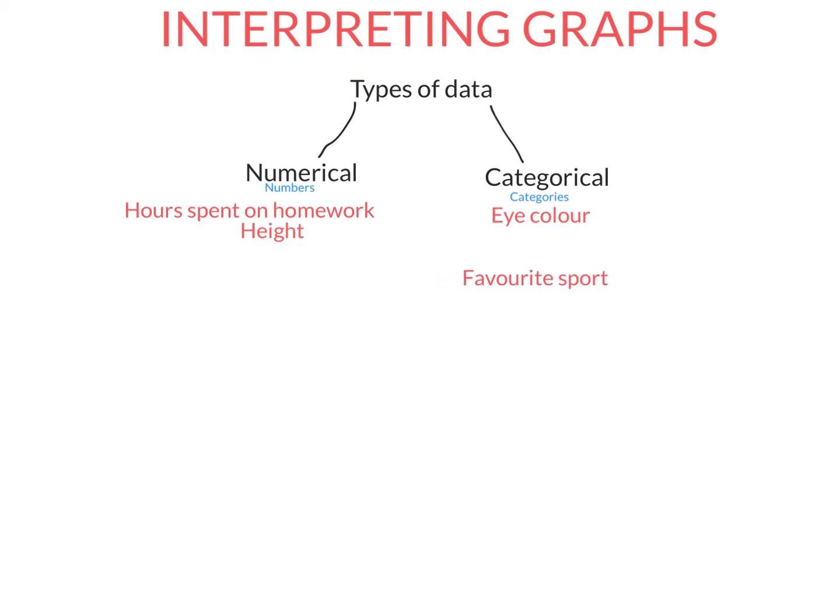If you ask someone their favorite sport, they're not going to give you a number. They're going to give you a group. They could be in the soccer group, the football group, whatever, but they're in a category. So eye color and favorite sport are both examples of categorical data.